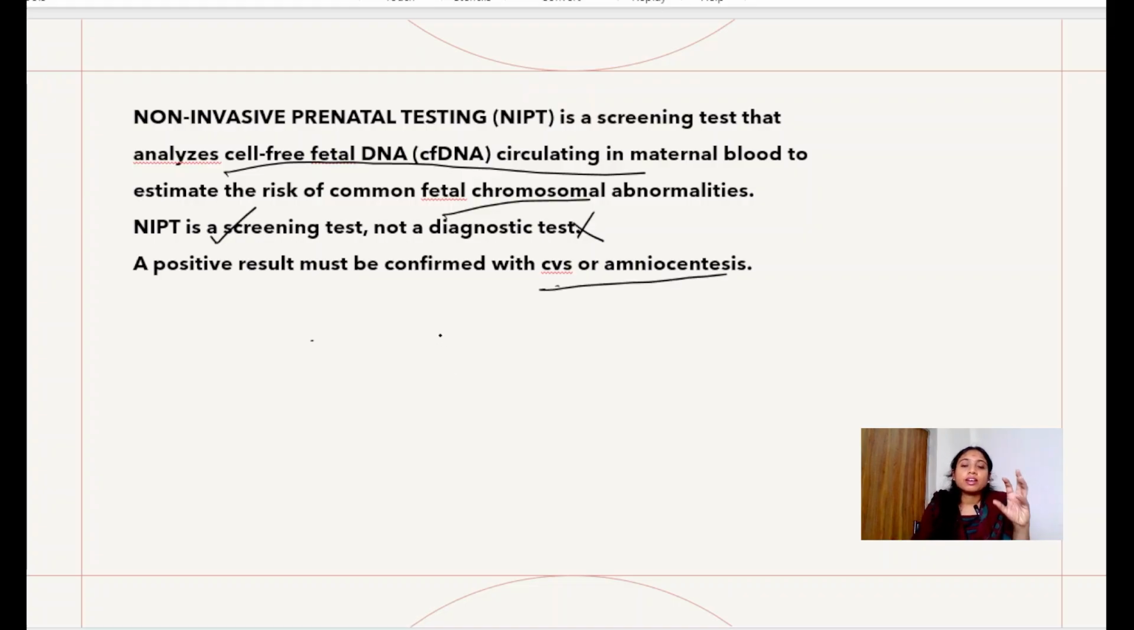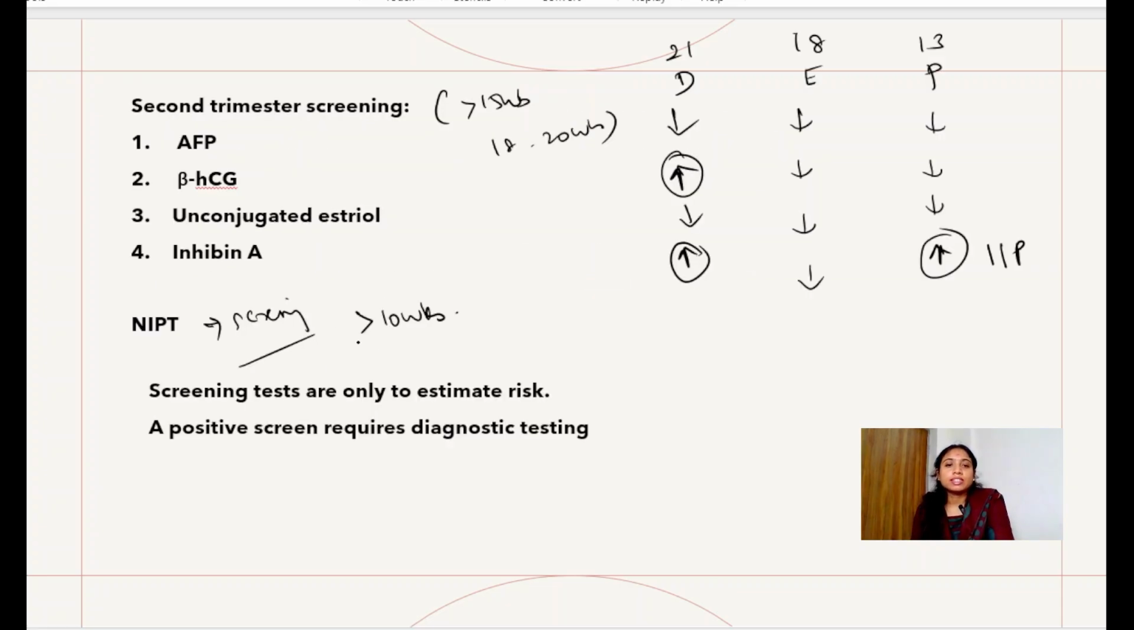Among these screening tests, NIPT gives more than 99% positive predictive value. Next, screening tests are only to estimate the risk. If a screening test comes positive, you have to do diagnostic testing. So next we will see what diagnostic tests are available.